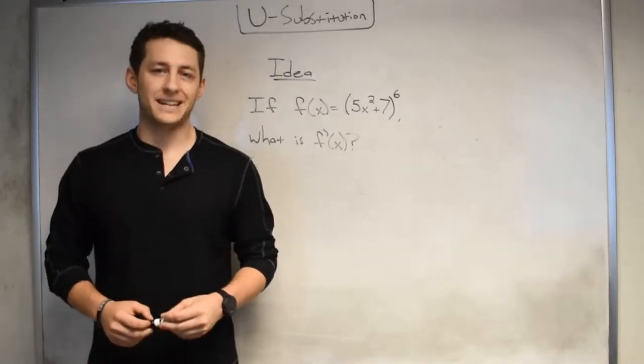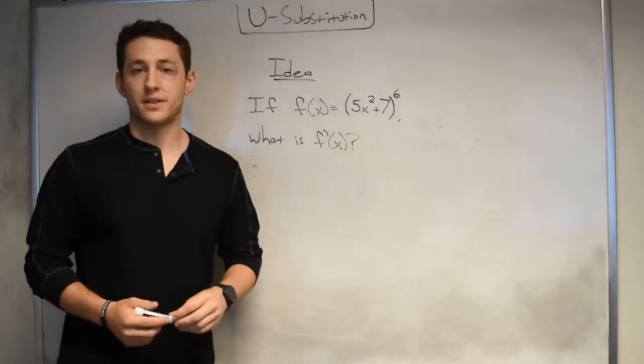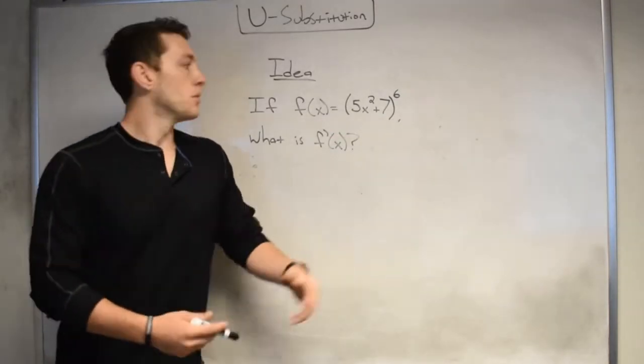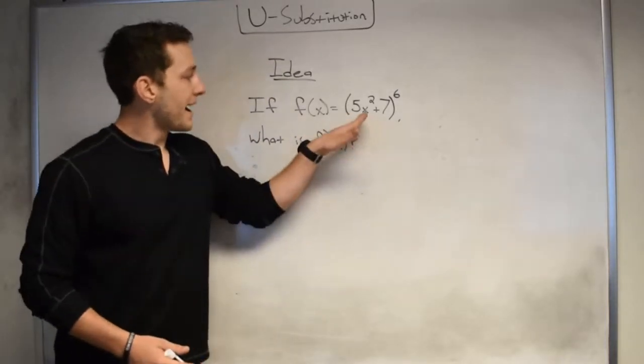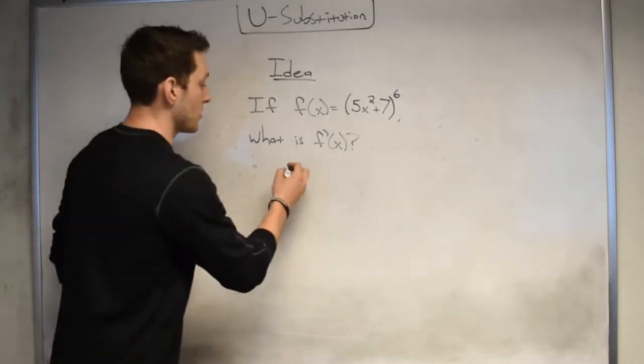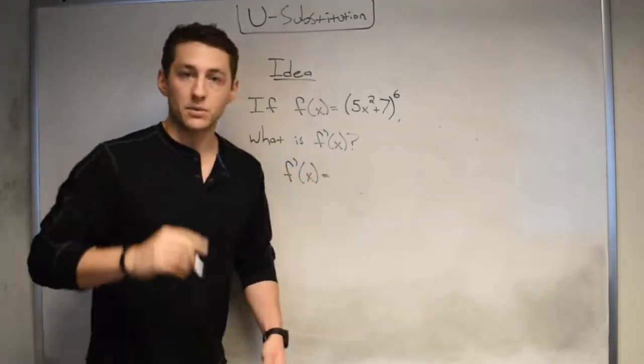So let's start with a leading question. If f of x is equal to 5x squared plus 7 all raised to the 6th power, what's f prime of x? Well, if we're exploring this, we'd say, hey, we have a function trapped by a power or trapped by another function. So in order to find f prime of x, we need to use the chain rule.